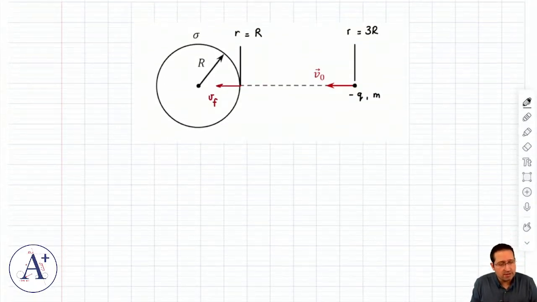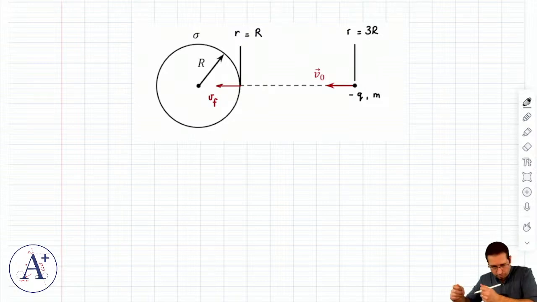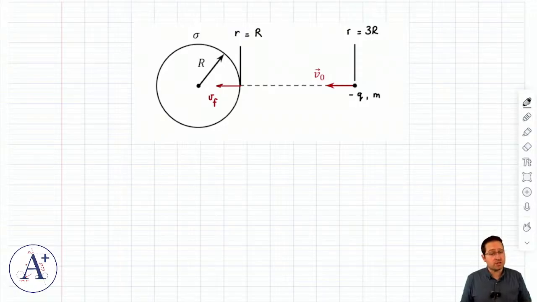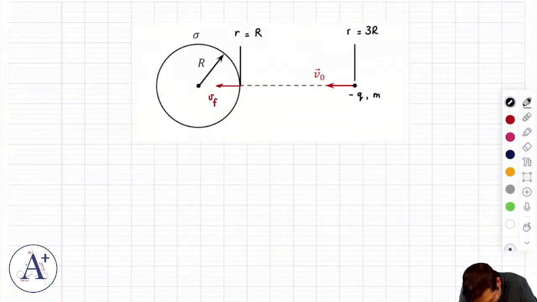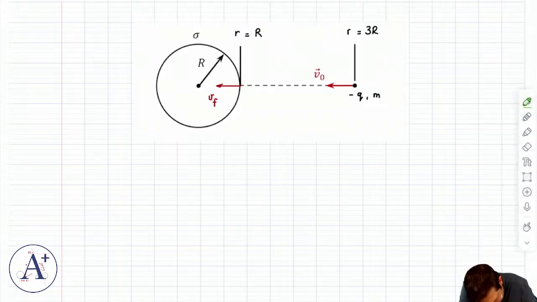To figure out what it is, I'm going to use conservation of energy, because the only force pulling the particle toward my cylinder is the electric force, which is a conservative force. So I'm going to draw my electric field. My electric field looks like this. This is E2. In magnitude, it is sigma big R over epsilon naught little r.